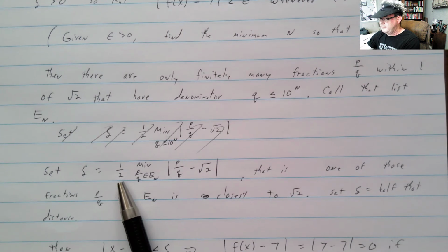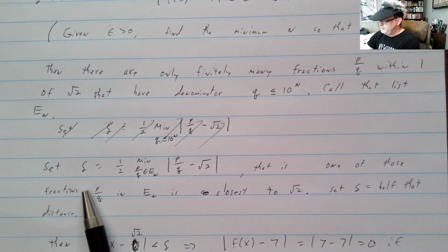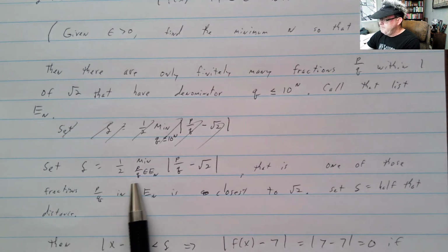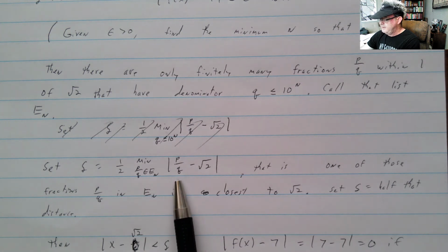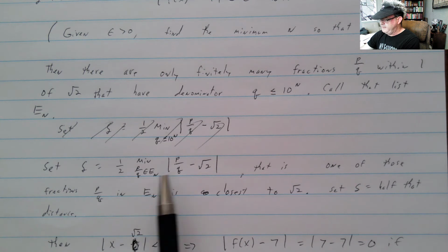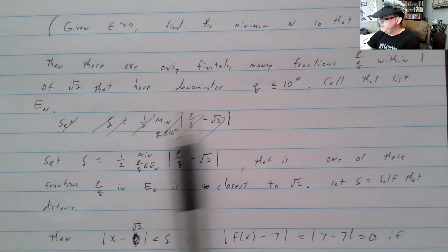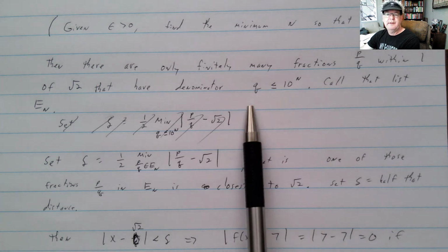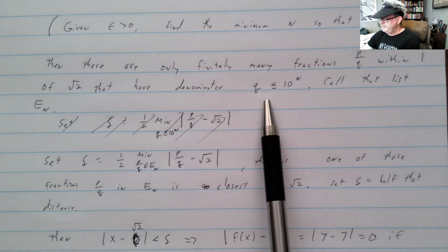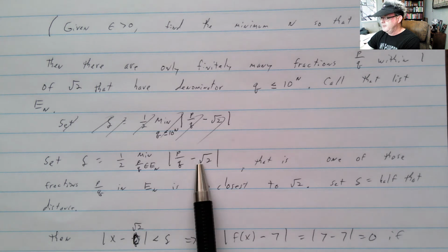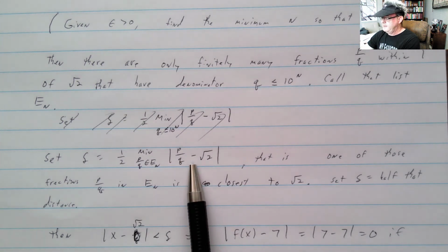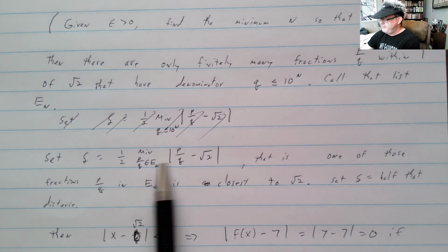And then you set delta equal to half of the minimum, so whichever fraction is closest to root 2, set delta to be half that distance. Okay, so out of all those fractions, it's a big number of fractions perhaps, but it's a finite list. One of them will be closest to root 2. Whichever one's closest, let's set delta to be half how close it was.